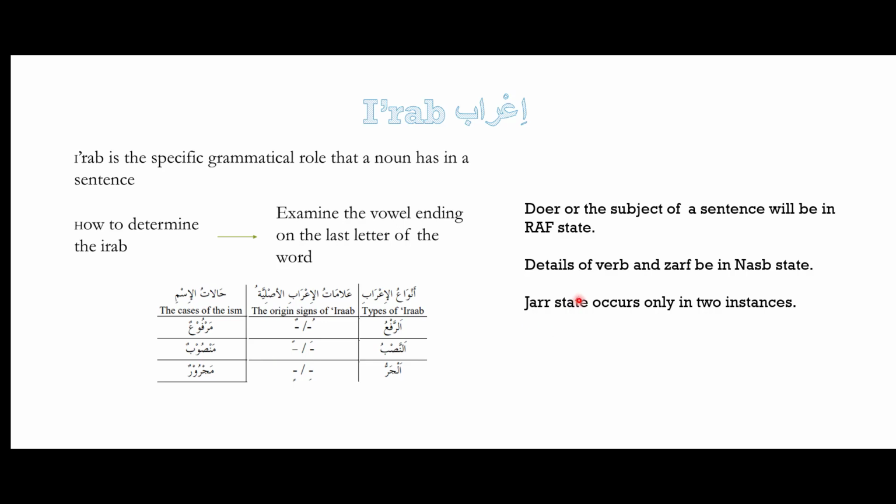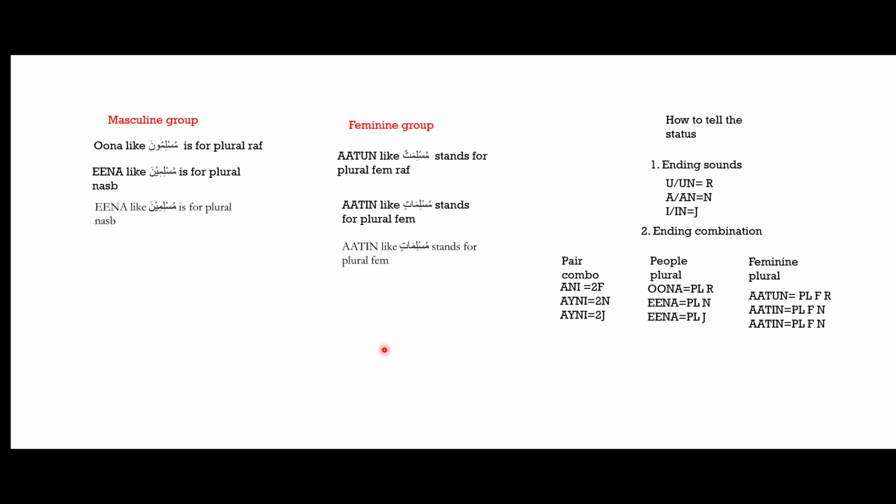And jar state occurs in only two cases. One is after the prepositions like of and upon or above or like that. The isms that are going to come after prepositions, and isms in possessive relation. Now don't worry if this seems very confusing to you, because this is just a broader picture I'm trying to give. We are going to come back to this part and study it in more detail. So first see if we can find out the i'rab of some of the isms. So let's figure out the i'rab of isms.